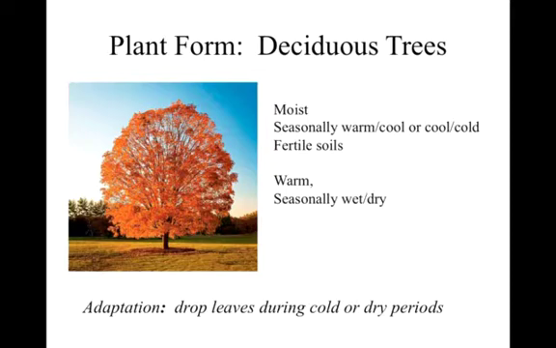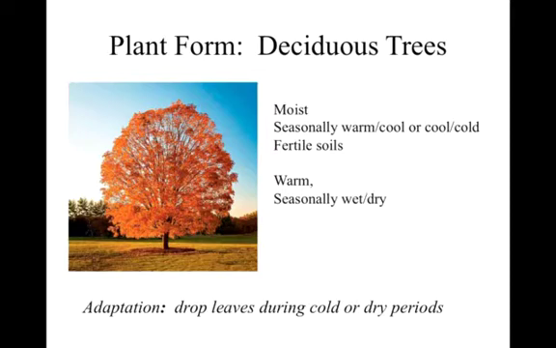So these are a lot of the trees that you see around here. Deciduous trees tend to grow in moist environments that are seasonally warm and cool, or even seasonally cool and cold up in Canada. And they tend to be on fertile soils. They're on fertile soils because what these plants do is they drop their leaves during cold or dry periods. And so that's kind of wasteful. And if you're not on a fertile soil where you have sort of nutrients to waste, dropping your leaves is not a good strategy. So again, that's why you find deciduous trees primarily on fertile soils.